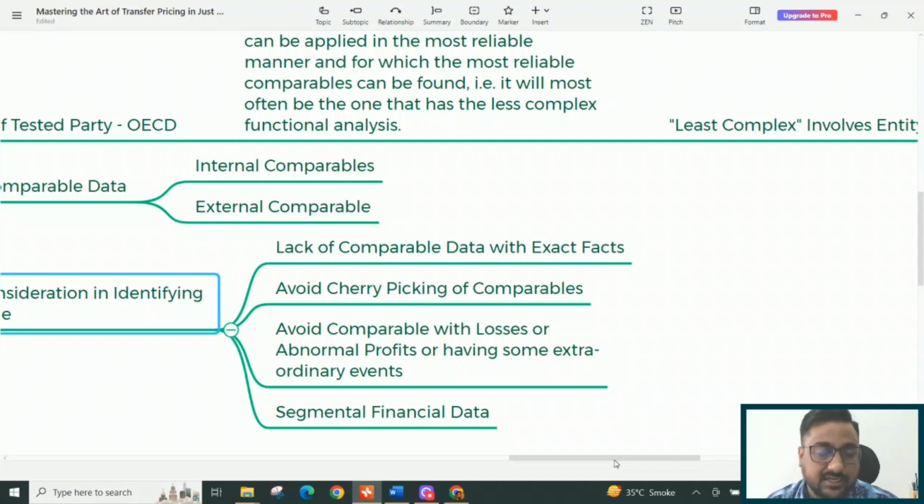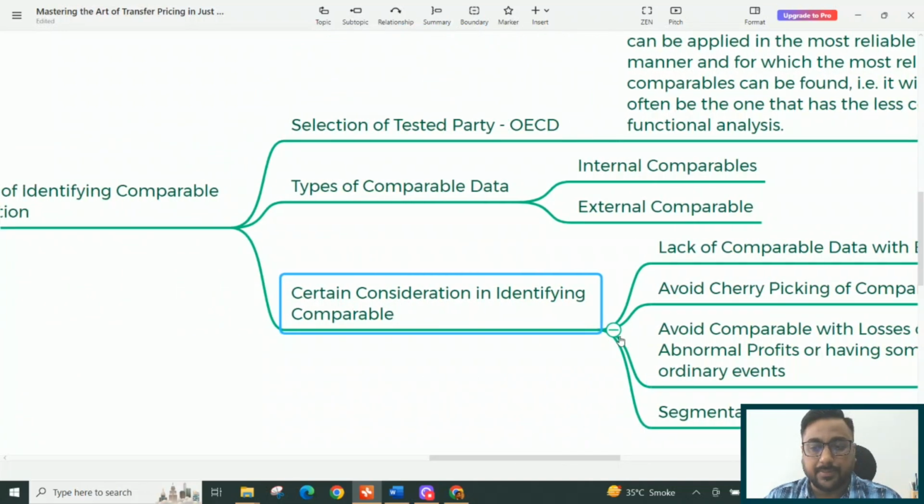And segmental financial data. It may happen that your comparable entity is engaged in many businesses, but you should identify the most comparable segment if it is possible to find that segment, and that segment has been reported under the financials. Then you should select that segment rather than the entire profit and loss account. If a segmental profit and loss is available and relates more to your particular case, then you should only go ahead with that. You should avoid considering the entire profit and loss for benchmarking analysis. So these are certain considerations for identifying the comparables.